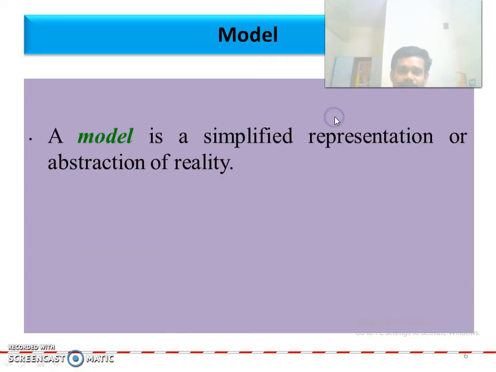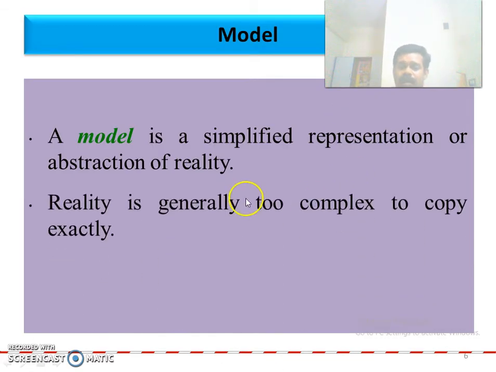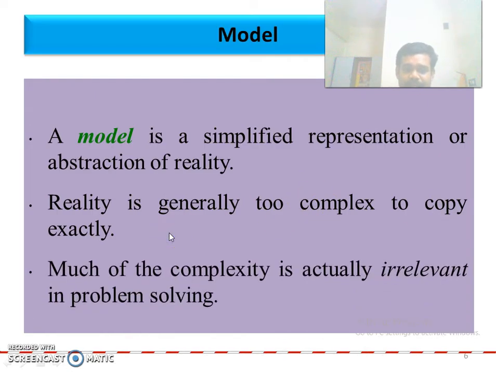So what is a model? A model is nothing but a simplified representation or abstraction of reality. A small prototype is what we call a model. A model is a simplified representation of the original one. Reality is generally too complex to copy exactly, so we are using models.